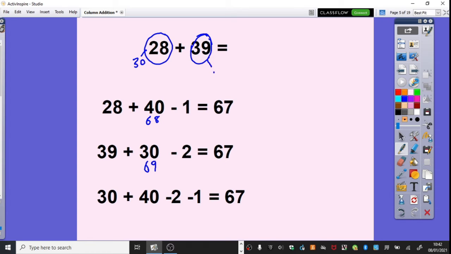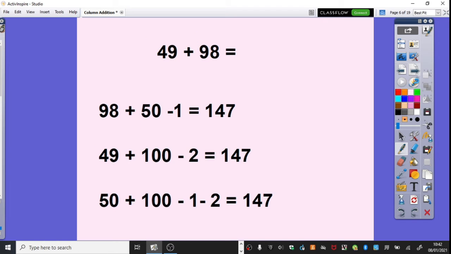Another thing we can think about is that both numbers are very close to tens. Is it easier to add 30 add 40, which gives us 70, minus 2 too many from our 28, which leaves us with 68, and then minus 1 because we've got 1 too many from our 39. So the answer there then is 67. So that's just another kind of calculation, a different way you can play around with the numbers.